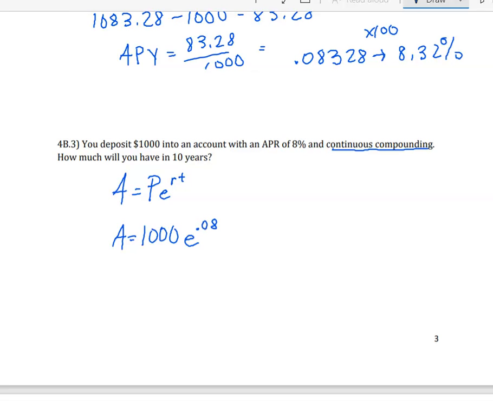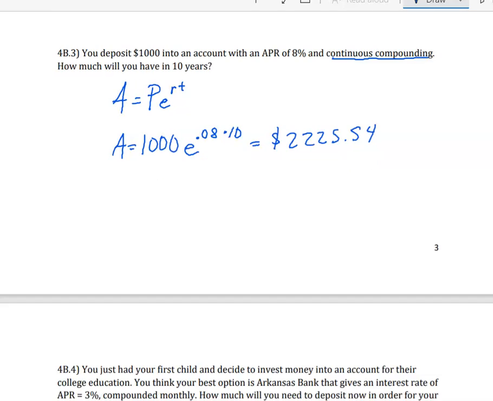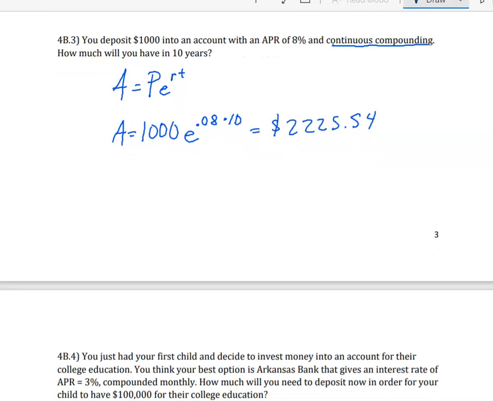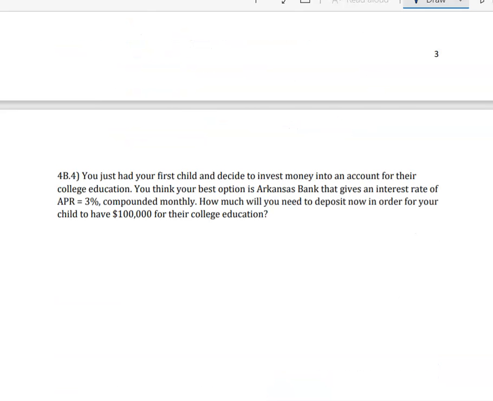But we've also got our rate, which is 0.08. 8 divided by 100 would get you 0.08, times 10. If we calculate that, that's $2,225.54. Now that was for 10 years, which is this up here we just did for 1 year. So that's a big difference. We've more than doubled our $1,000 that we put in, if we compounded it continuously over 10 years without adding any other money.